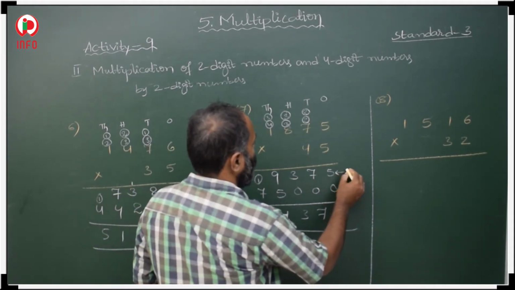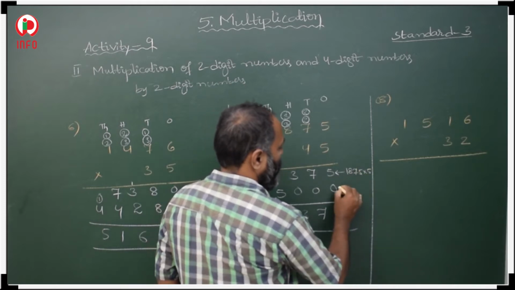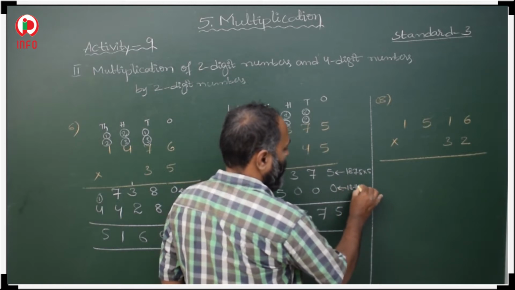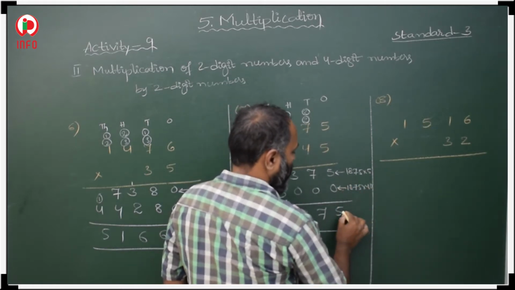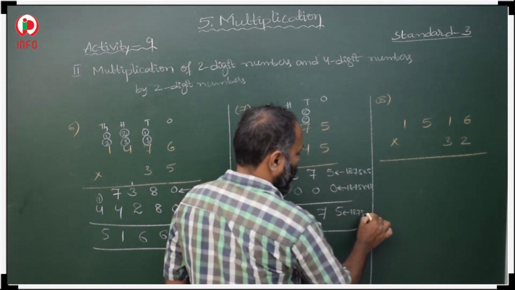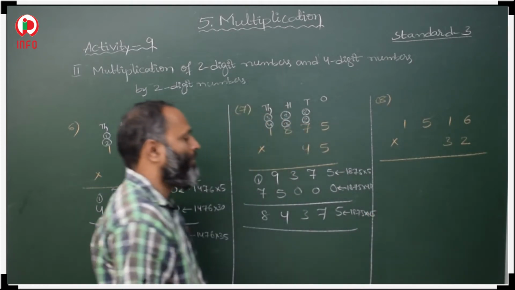This is the product of 1875 with 5. This is the product of 1875 with 40, and this is the product of 1875 with 45.